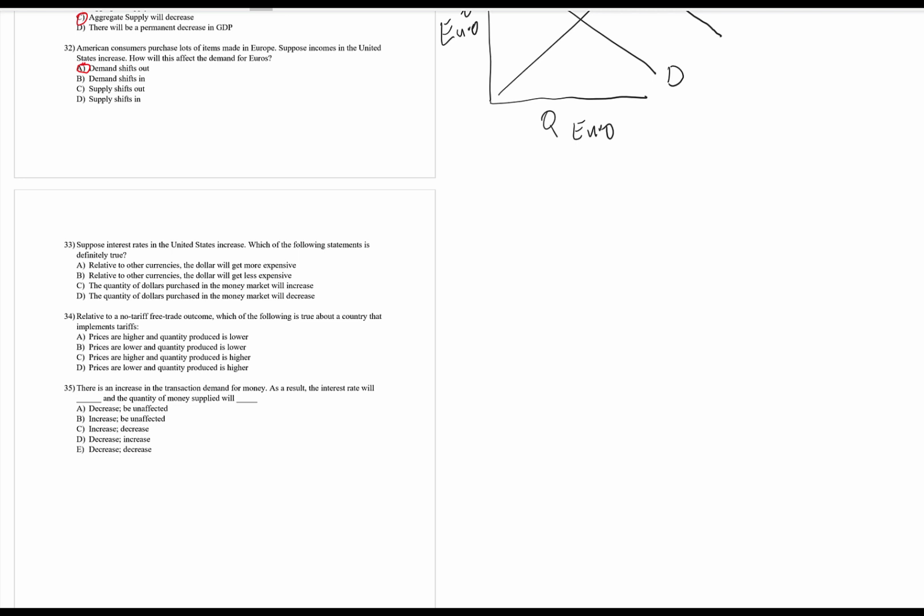Suppose interest rates in the United States increase. So when interest rates increase, that often talks about the interest rates that are being paid on bonds. So if you want to buy US bonds, you need US dollars to buy bonds and get the high interest rate, which means that there is an increase in demand for US dollars.